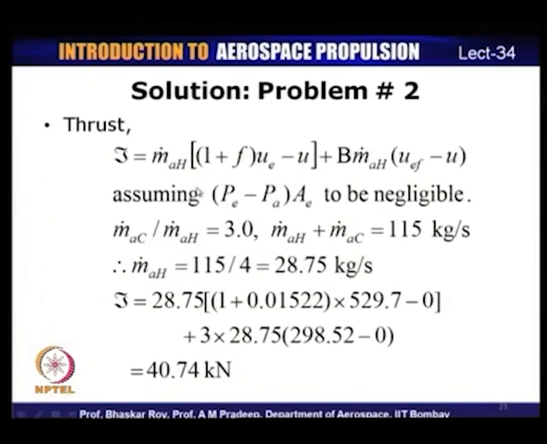Therefore, the total thrust generated is equal to the sum of the primary nozzle thrust and the secondary nozzle thrust. So, this is m dot A h into (1 plus f) into (u e minus u) plus bypass ratio into m dot A h into (u e f minus u), assuming that the pressure thrust is negligible. Now, from the mass flow ratios, that is m dot A c divided by m dot A h is equal to 3, the bypass ratio, and the sum of these two is given as 115 kilograms per second. Therefore, the core mass flow m dot A h should be equal to 28.75. So, if you substitute for all these values, we get the total thrust, which is 40.74 kilonewtons.